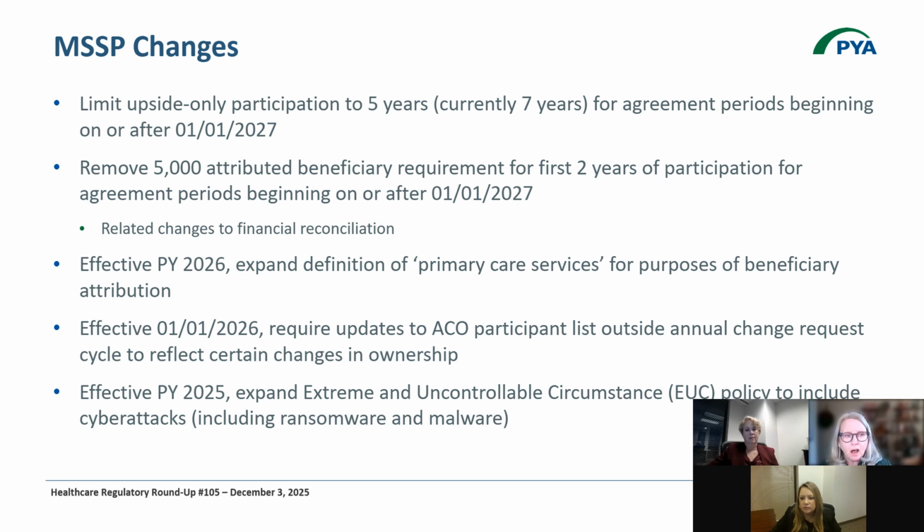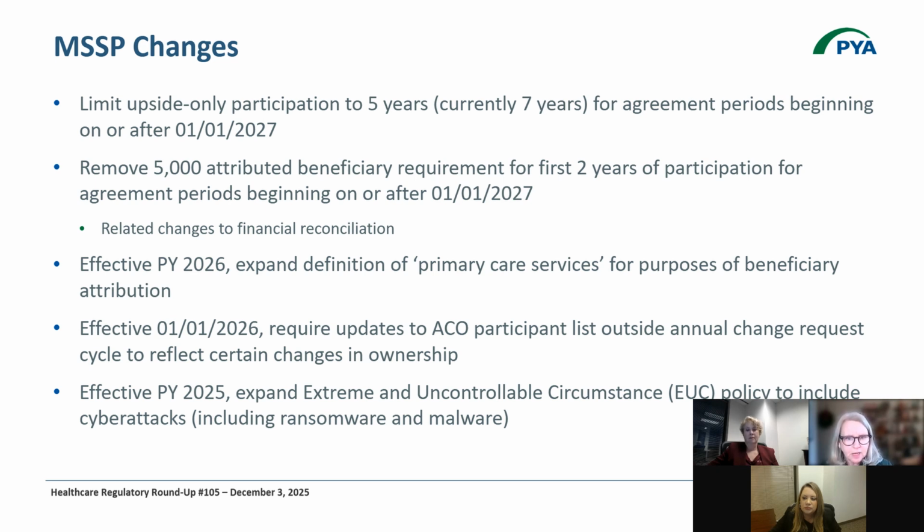2027. Also, CMS is going to remove the 5,000 attributed beneficiary requirement for the first 2 years of a participation agreement period starting after January 1st, 2027. The idea here is to allow smaller ACOs to get into the program. They're finding many ACOs are being cut off and are not meeting the 5,000 attributed beneficiary requirement. So we let you in for 2 years at least, give you time to build up your beneficiary base. If you can't meet the 5,000 requirement by year 3, the ACO would be discharged from the program at that period of time.